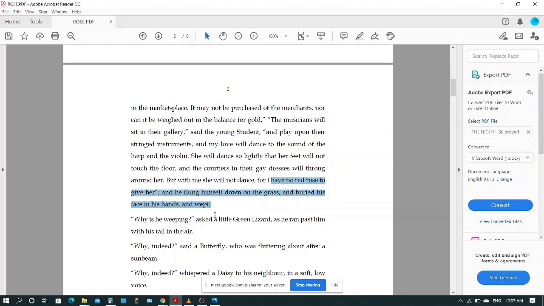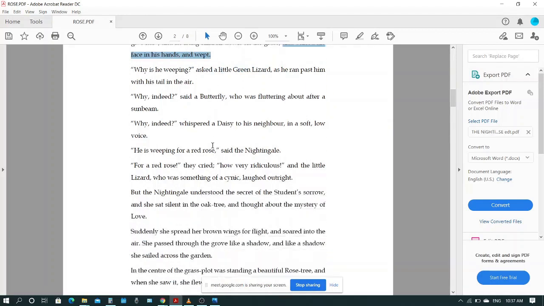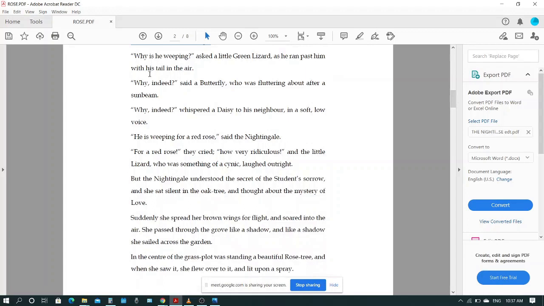Okay, but it is only possible for him to dance with her if he carries the red rose. But the matter of fact is that he does not have a red rose. Therefore he started crying now. Look at that. He buried his face in his hands and wept. रडायला सुरुवात केली त्याने. Now what is the reply of the Nightingale? It is not the reply from the Nightingale. There are different sorts of animals which are coming and asking why is he weeping or crying. So why is he weeping?